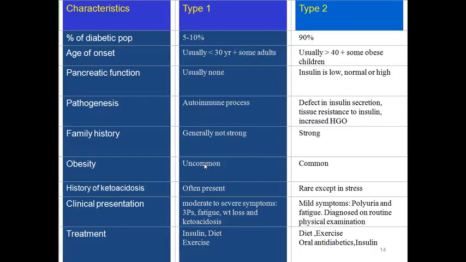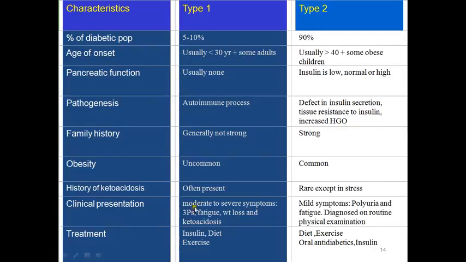Most of these patients in type 2 rarely have it, except in stress or at the end when type 2 reaches the burnout stage, when the pancreas is completely burned out. That is the point when type 2 patients also start having ketoacidosis. So in older age groups of type 2, we see ketoacidosis very commonly.